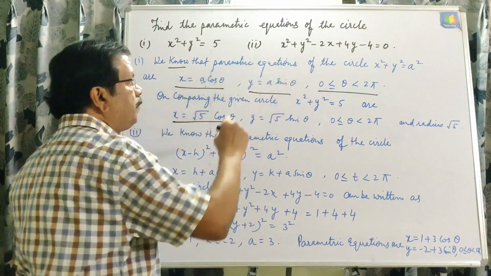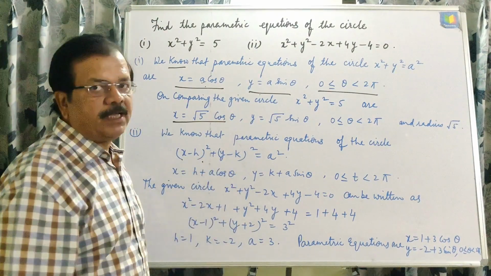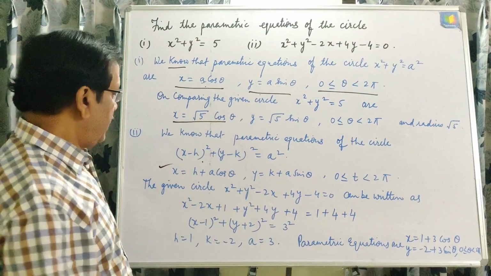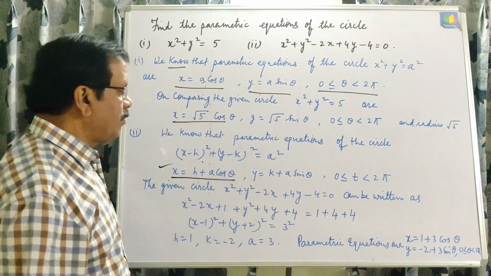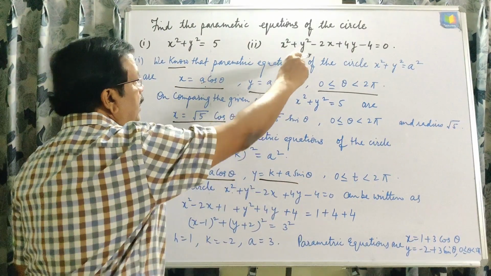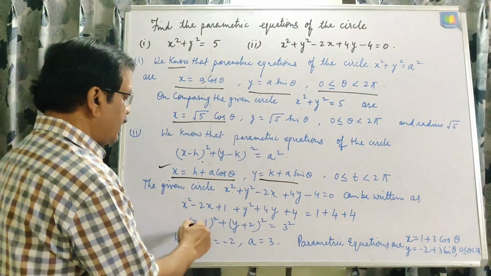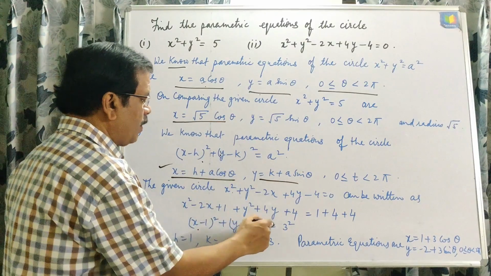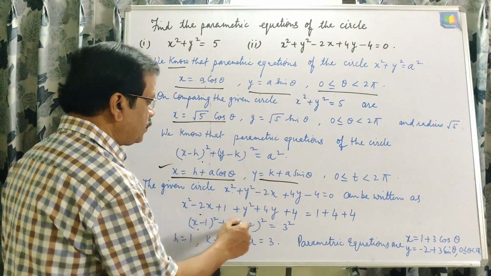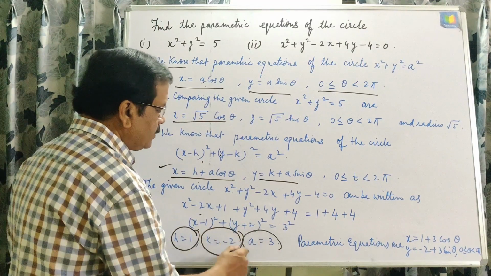And the same way, another form of equation, that is x minus h whole square plus y minus k whole square is equal to a square. This parametric form is like x is equal to h plus a cos theta, y is equal to k plus a sin theta. On comparing with the given equation, first of all we will change this equation in the form of x minus h whole square plus y minus k whole square is equal to a square by making perfect squares, and we are getting h is equal to 1, k is equal to minus 2 and a is equal to 3.